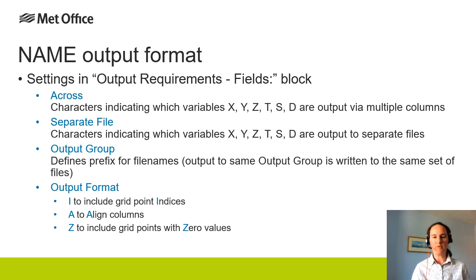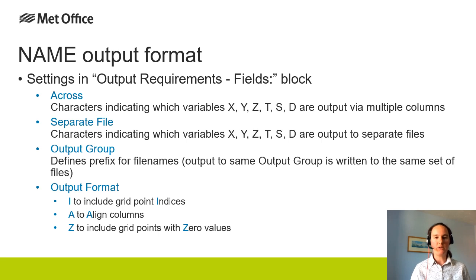But it's important to remember that on each output requirements line, you can use the same output group name, and those variables will then all be written to the same file. So I think before I mentioned that the separate columns could be different quantities, so it could be air concentration and deposition. In your output requirements block, you'll have separate lines for air concentration and deposition, but they can both have the same output group, and that will ensure that they both end up in the same output files.